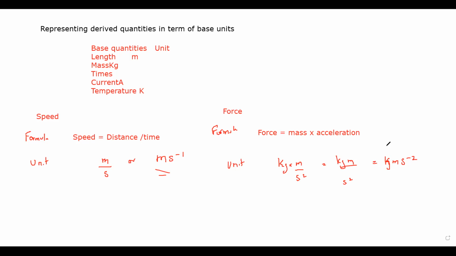So the unit of force is Newton, but the base unit is kilogram meter second raised to power minus 2. So we can also say that Newton is equivalent to kilogram meter second minus 2. Is it clear? That was the second example, how we represent force in terms of base units.